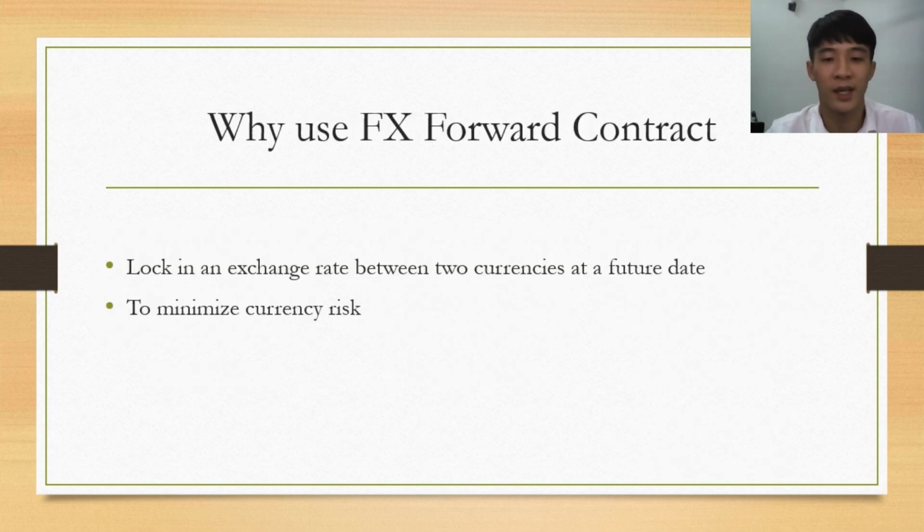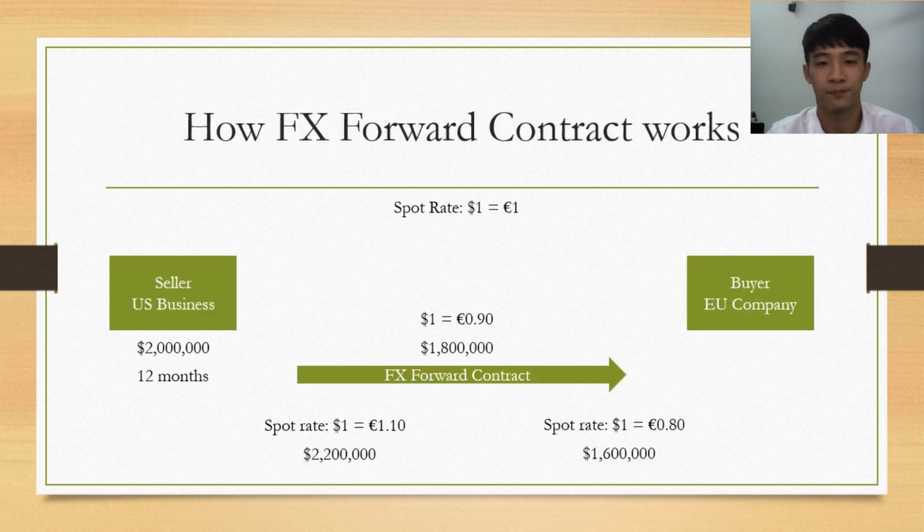So why do we use foreign exchange forward contracts? The purpose of an FX forward is to lock in an exchange rate between two currencies at a future date to minimize the currency risk. That might be done, for instance, if a company is contractually obliged to pay a set amount for the future delivery of goods in foreign currency and wishes to lock in the rate.